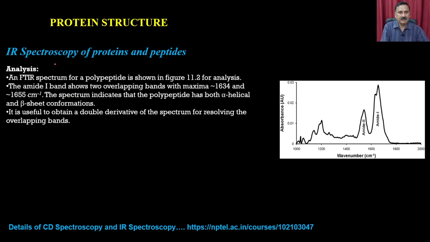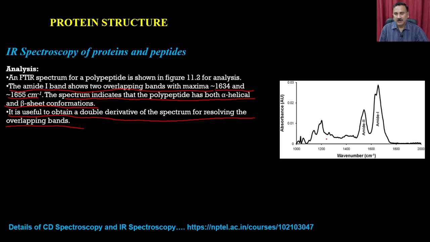The amide 1 band will show two overlapping bands with maxima at 1634 and 1655. The spectrum indicates that the polypeptide has both alpha helix and beta sheet conformations. It is useful to obtain a double derivative or derivative of the band for resolving the overlapping bands.